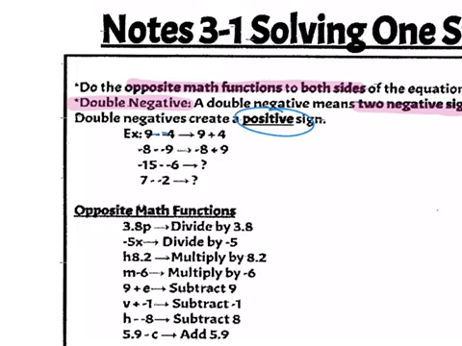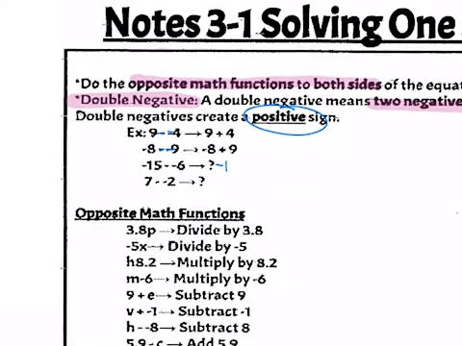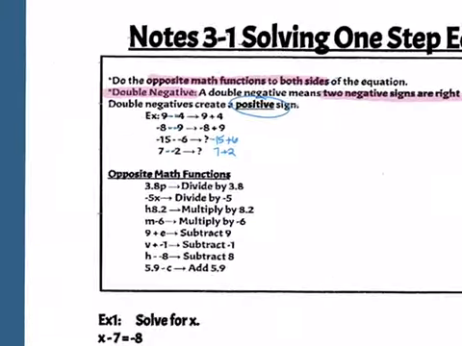And just like in English, if I said, I can't not do that, well, that basically means that I can do it. So those two negatives become a positive. Same thing here. Minus negative becomes -8 plus 9. -15 minus -6, -15 plus 6. 7 minus -2, 7 plus 2. So keep that in mind.